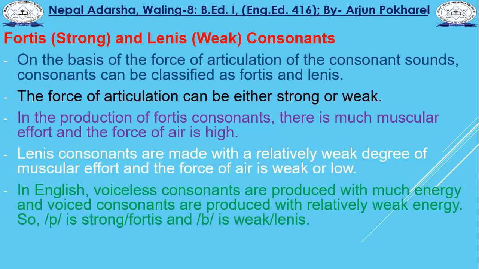All the consonant sounds that are produced with the wide open state of the vocal cords need much energy. Then voiced consonants are produced with the closed state of the vocal cords. The vocal cords come closely together in the production of voiced consonants. That's why voiced consonants are produced with relatively weak energy. We need weak energy.